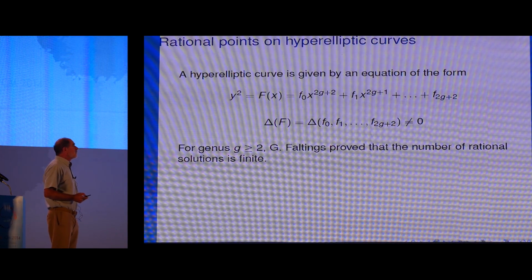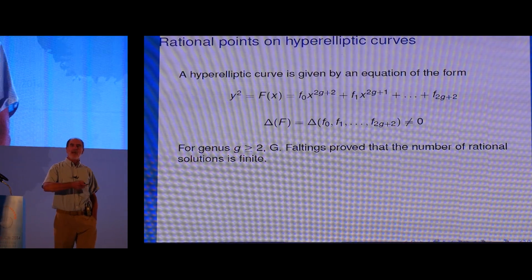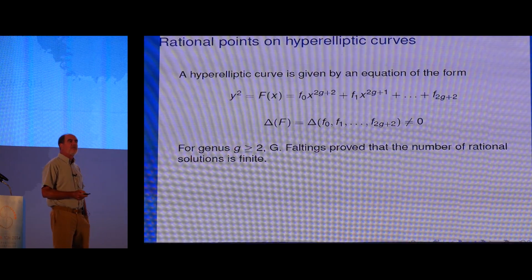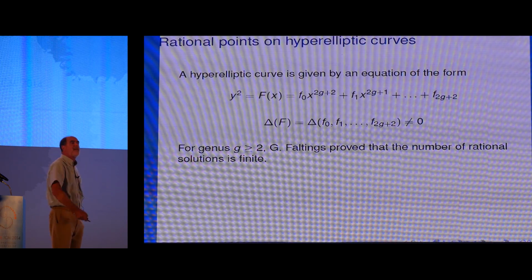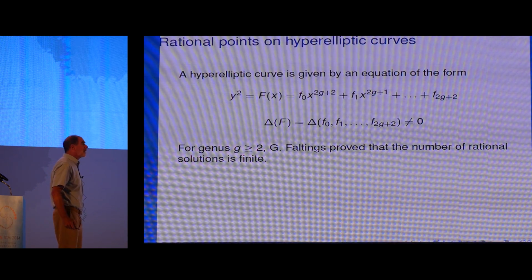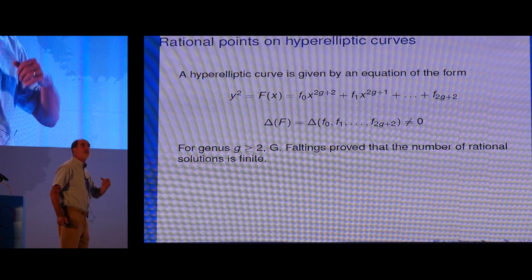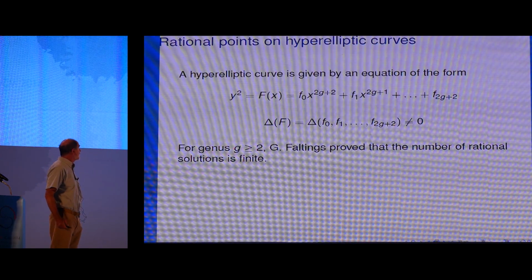And Faltings had proved in '83 that if the genus was at least 2, the number of rational solutions of this equation was finite. There are only finitely many values of x where when you put them in that polynomial, you got a square. That's the Mordell conjecture for curves of genus at least 2, and that was awarded a Fields Medal at the Congress in 1986.